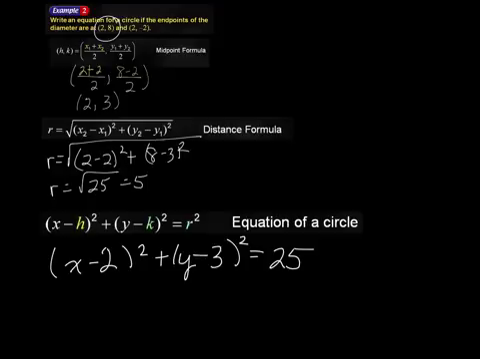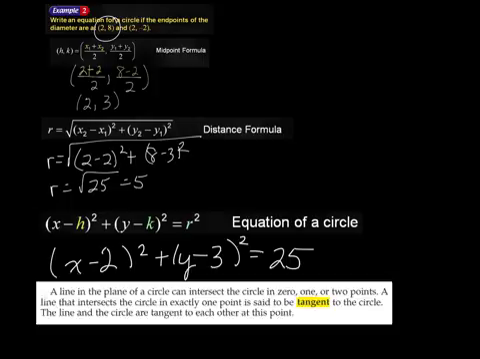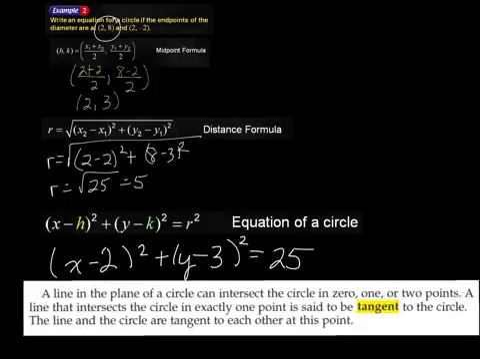The next one is going to be something new to this book, but it uses the definition of tangent that we had from geometry. A line in a plane of a circle can intersect the circle in 0, 1, or 2 points. A line that intersects the circle in exactly 1 point is said to be tangent to the circle.